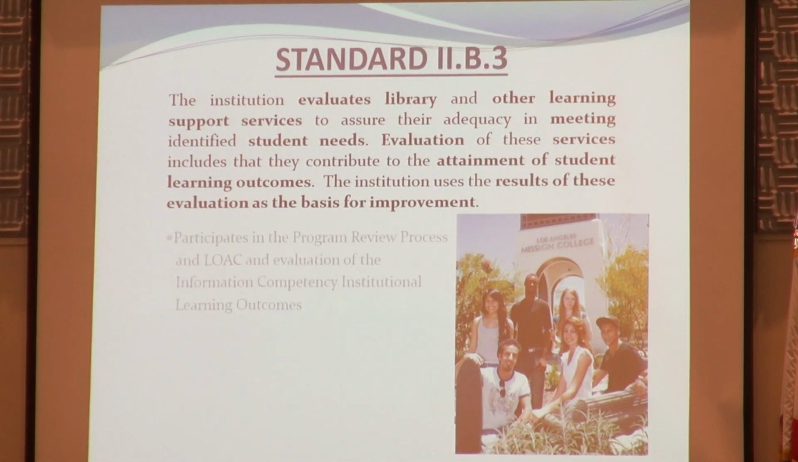Okay. So Standard 2B3, the institution evaluates library and other learning support services to assure their adequacy in meeting identified student needs. Evaluation of these services includes that they contribute to the attainment of student learning outcomes. The institution uses the results of these evaluations as the basis for improvement. And of course, the library does have to go through the program review process.